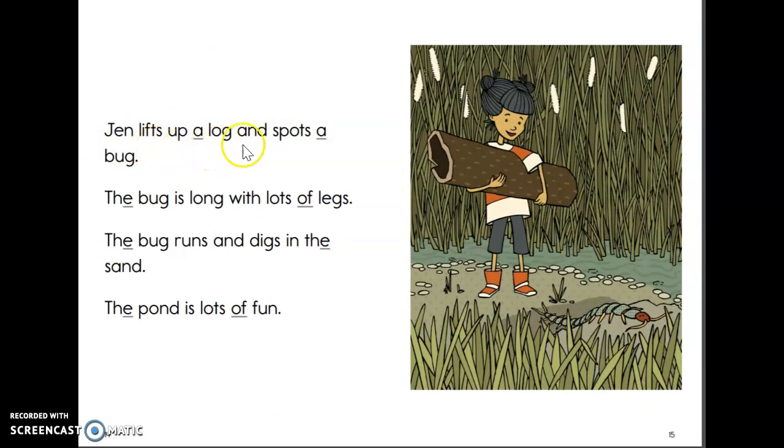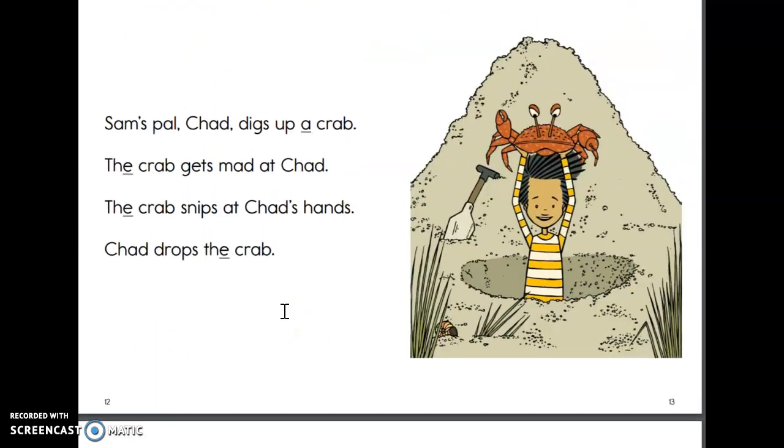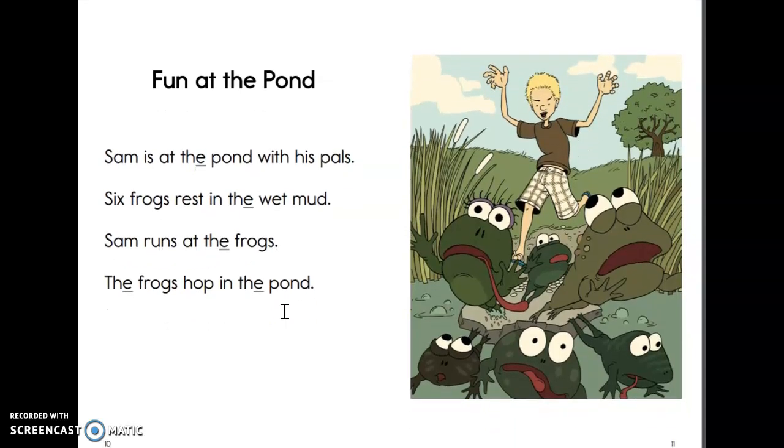Jen lifts up a log and spots a bug. The bug is long with lots of legs. The bug runs and digs in the sand. The pond is lots of fun. And that's the end. So let's go back up to the beginning of the story. And this time I want you to try to read the story with me. We're going to start at the very beginning at the title. Get your reading voice ready. Here we go. Fun at the pond.